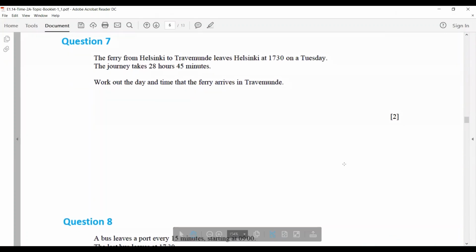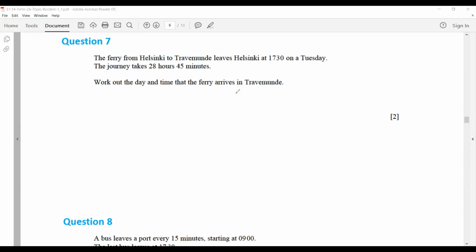Question number 7, we have a ferry from Helsinki to Travemünde. I don't know where that town is. Leaves Helsinki at 7:30 on a Tuesday. The journey takes 28 hours, 45 minutes. Work out the day and time that the ferry arrives in Travemünde. It sounds like German, but doesn't matter.